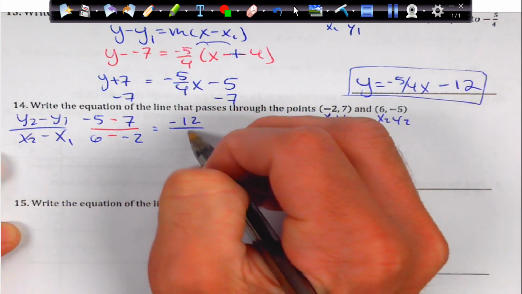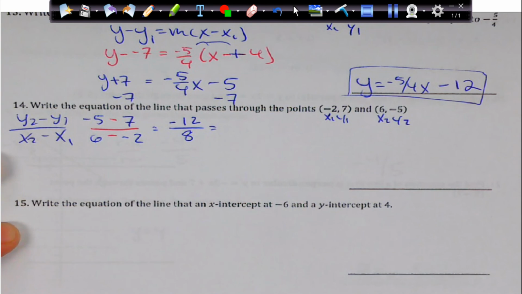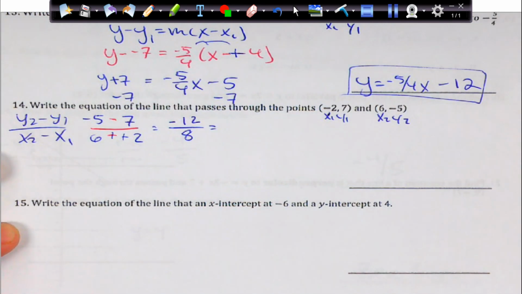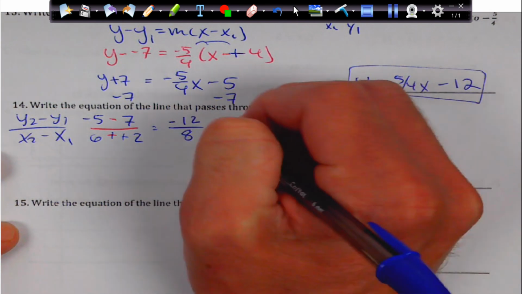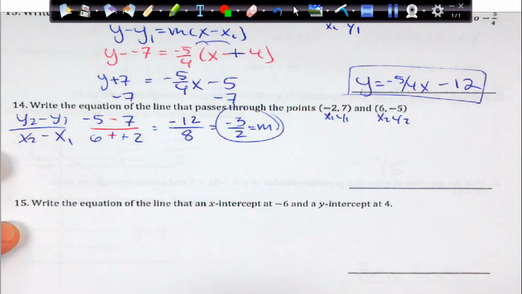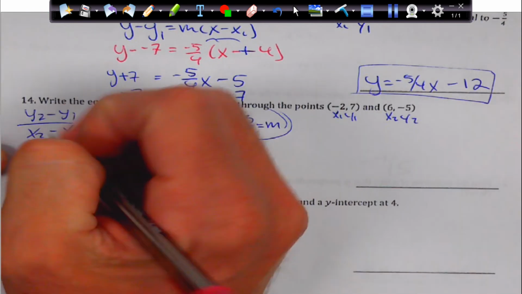And then add up, we get 8. That's going to reduce down. We always want to reduce our things. By the way, that was because those became positive. Reduce those down, so I think 4 goes into both. So negative 3 over 2. So there's my slope. And I have a point, and I have a slope, so let's use point slope.